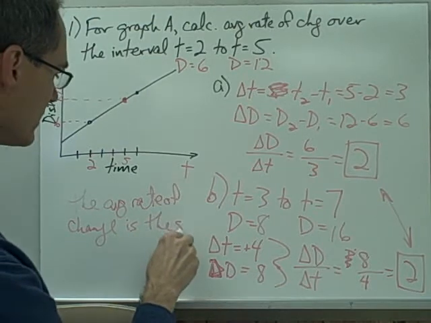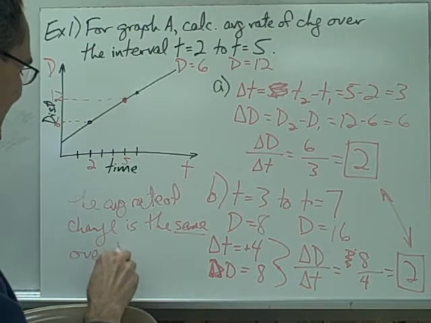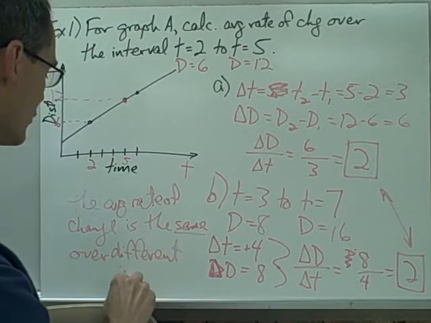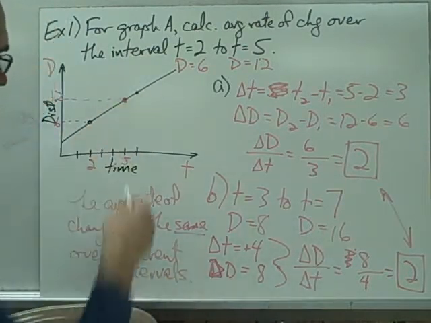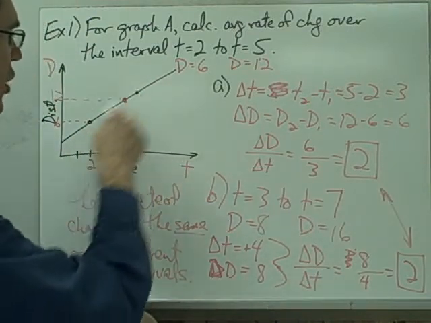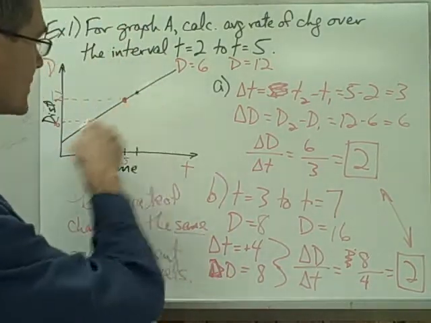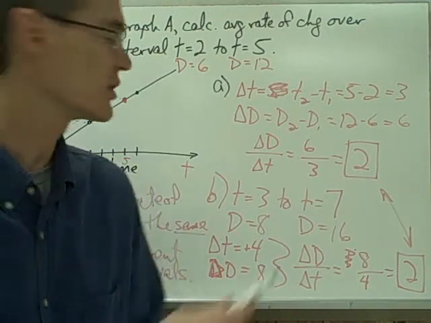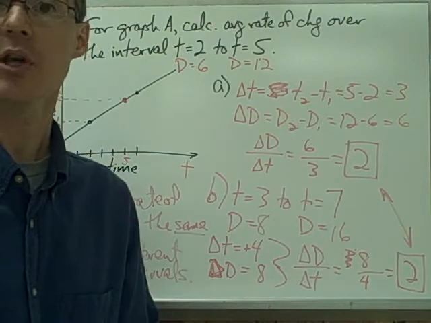is the same over different intervals. And that's a particular feature of linear functions. The average rate of change is always the same. That's just another way of saying the slope of a line is always the same, no matter what 2 points you happen to pick on that line to calculate the slope. The average rate of change for a linear function is similar to the slope.